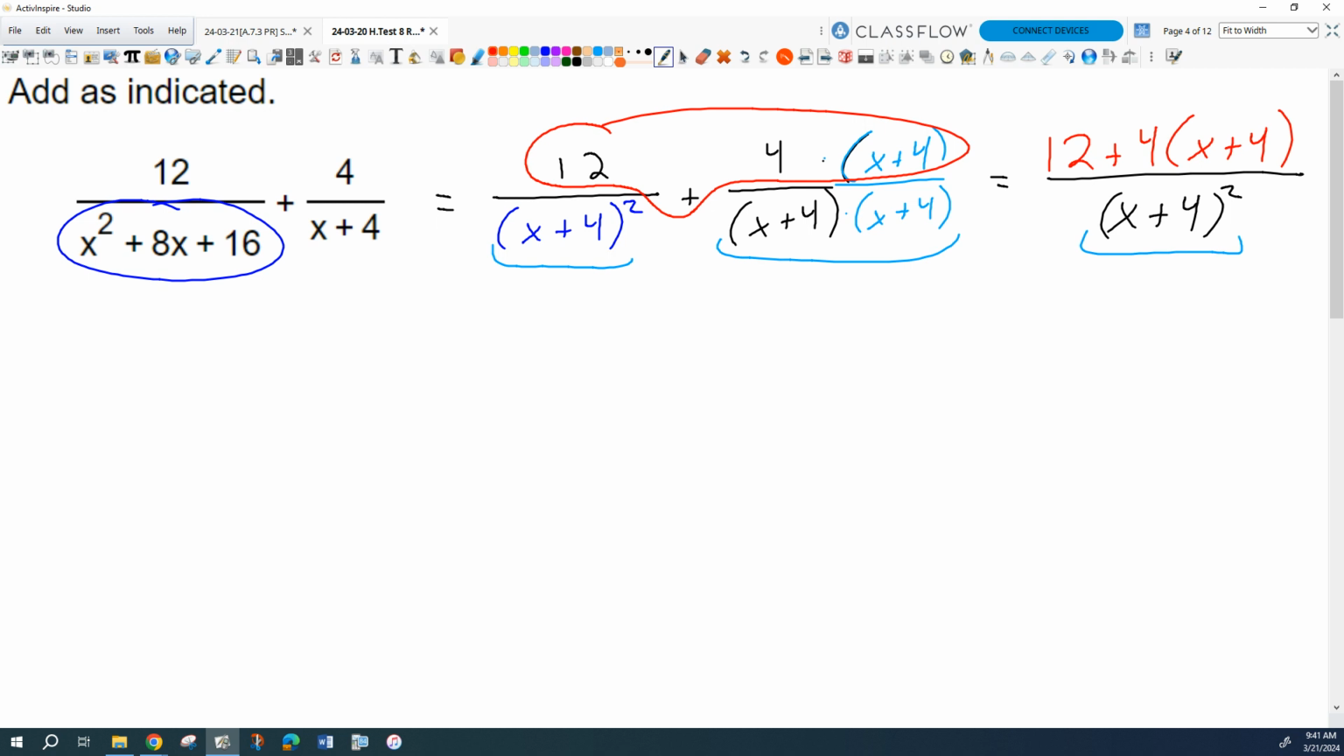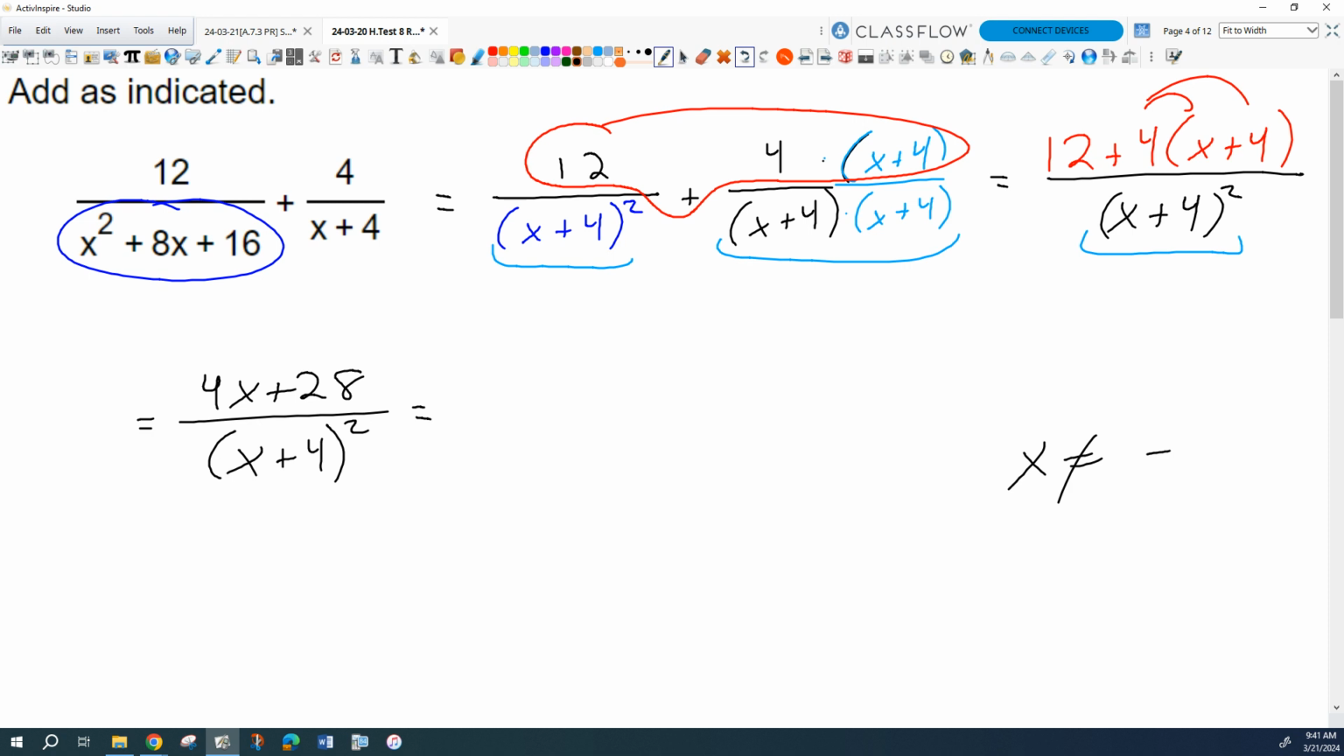And then you guys already pushed into the next step, which is just simplify the numerator into one big expression, right? I would distribute the 4, combine like terms, and then we would get 4x plus 28, is that right? Yeah. Over x plus 4 squared. What else? Okay, exclusions, good. So x cannot equal -4. Good. Okay, are we done?